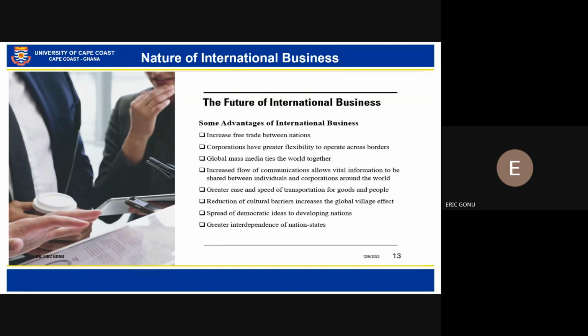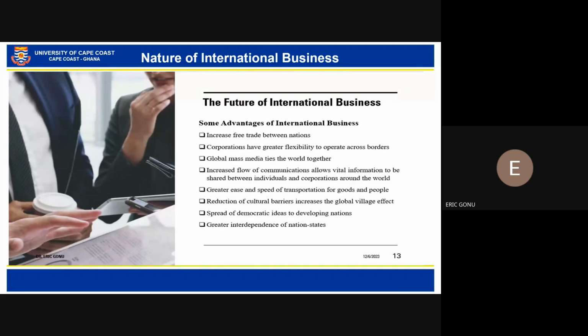Then there's greater interdependence of nation states. Now, every nation needs a particular nation to survive. You can't just say that I can do it alone. You need another country to survive. And every country has what they are unique in producing. So you need to depend. Whilst I have gold to offer you, you have rights to offer me. So the greater the interdependence of nation states, the higher the international business activities.